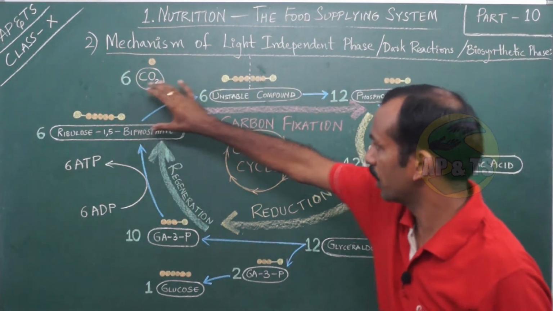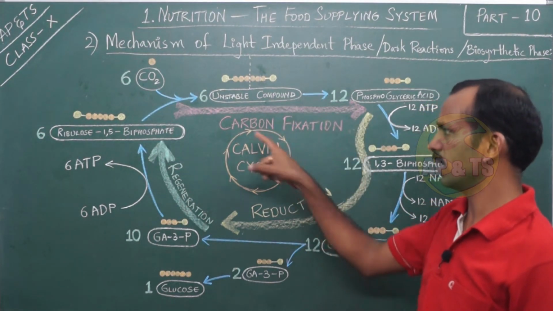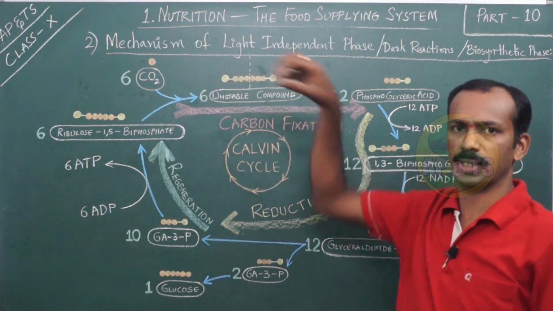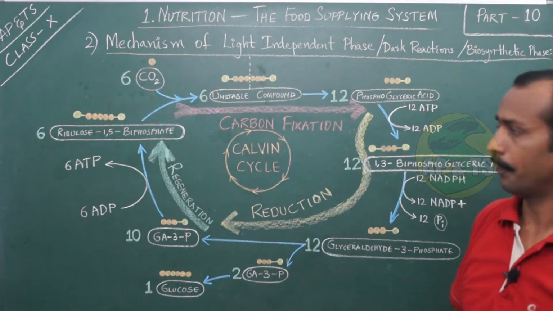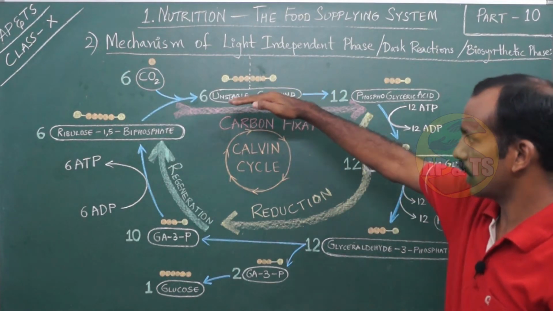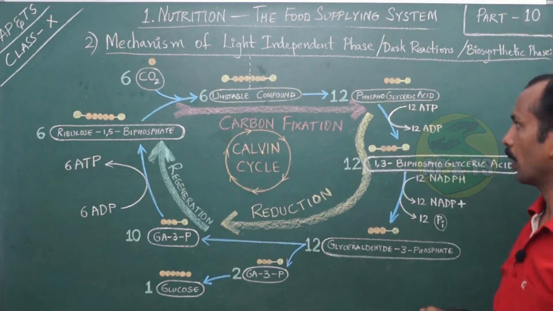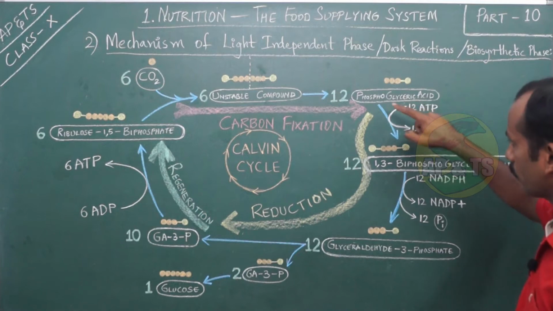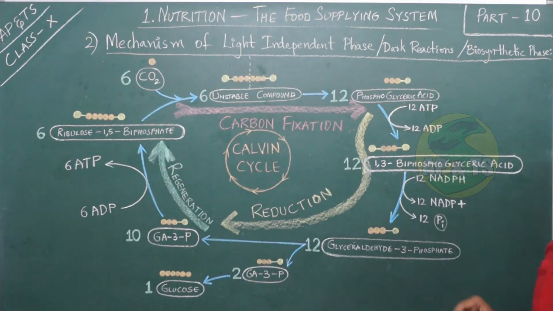Up to here, from here to here, this phase, this subphase is called carbon fixation. Carbon is fixed into the plants in this manner. Okay children, so that process, that stage, subphase, you call it carbon fixation. Now what happens is, this phosphoglyceric acid will convert into another compound.